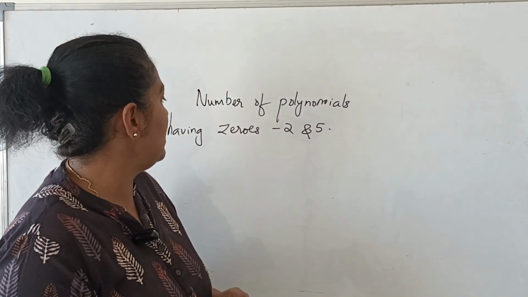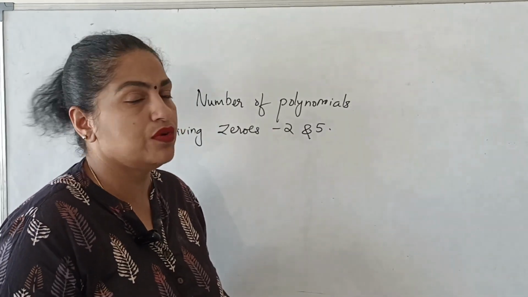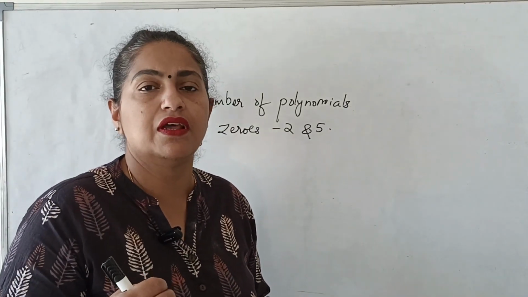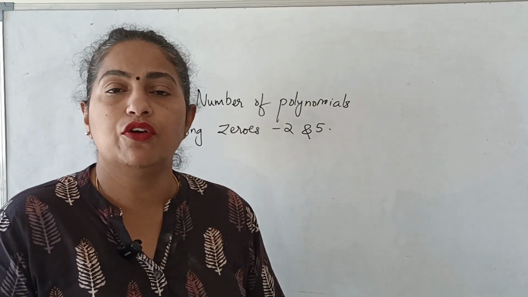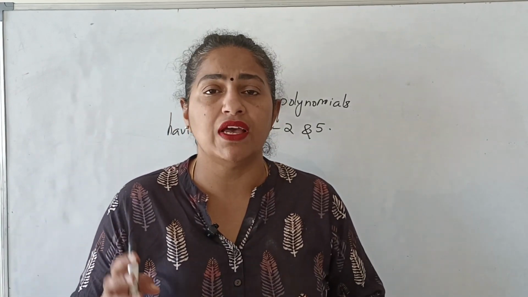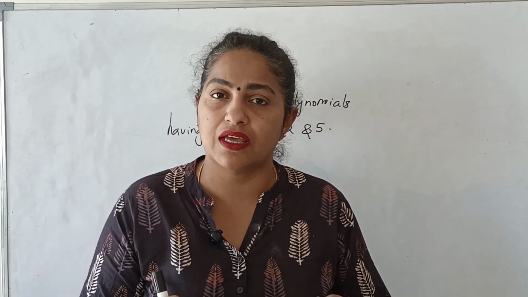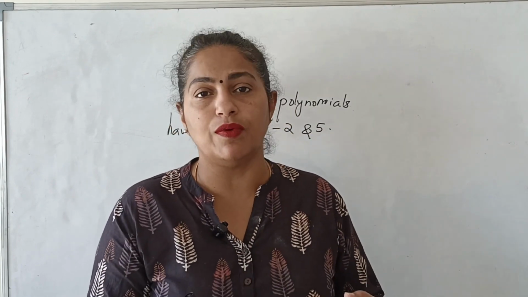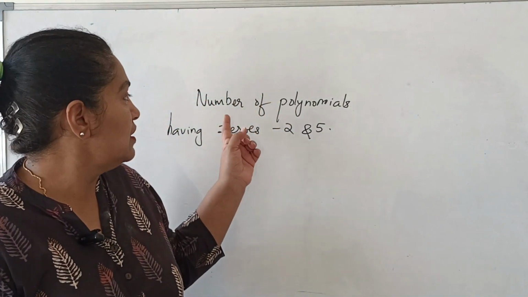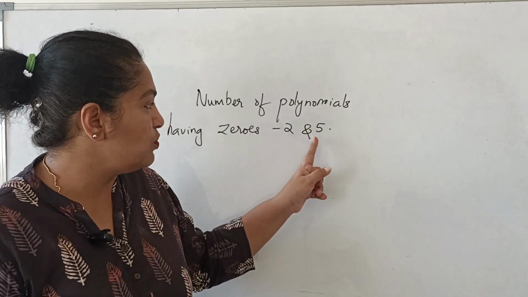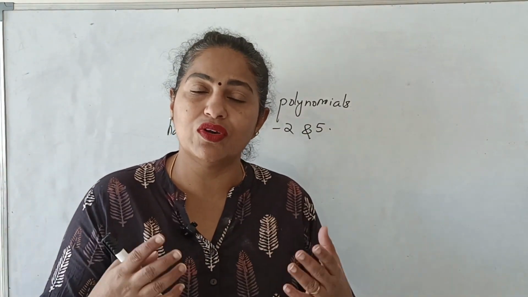The number of polynomials having zeros as -2 and 5. I just explained it now. Multiple polynomials can have the same zeros and we group them together and say that they belong to the same family of polynomials. So likewise, the number of polynomials having zeros -2 and 5 is definitely more than 3.